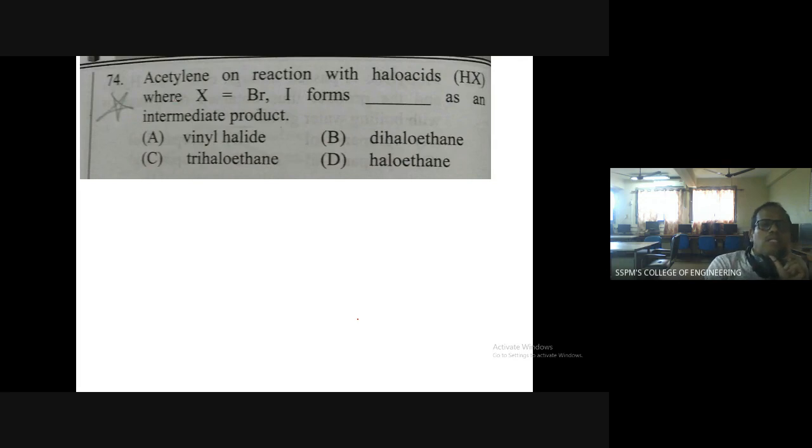Then, acetylene on reaction with halo acid HX, where X is Br or I, forms what as an intermediate product? Acetylene is the starting compound, CH triple bond CH, with halo acid, suppose we take HBr. We can take any of Br or I. If we take Br, what will happen? H will go to one carbon, Br will go to another carbon. This is symmetric, so you can add anywhere. Br can be here or here, H can be here or here.